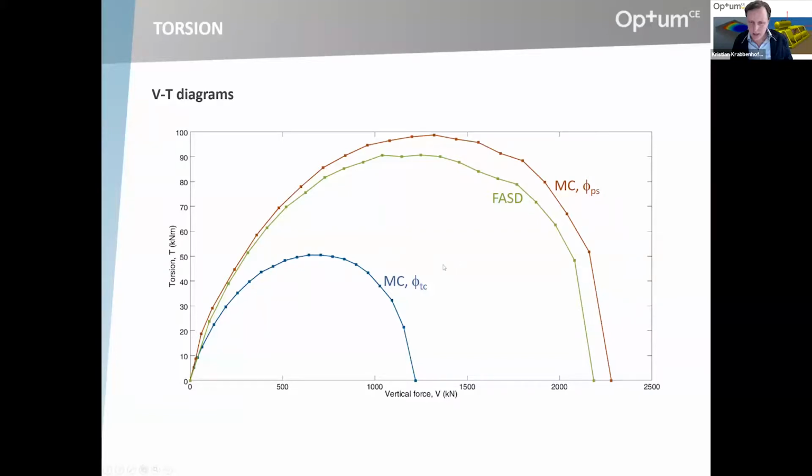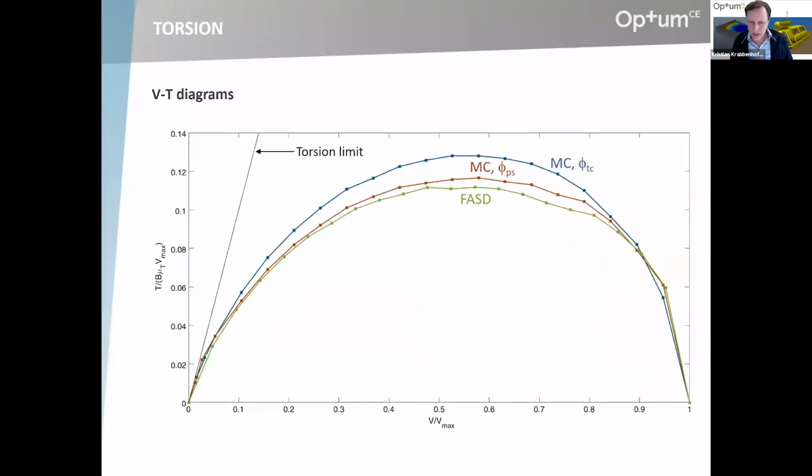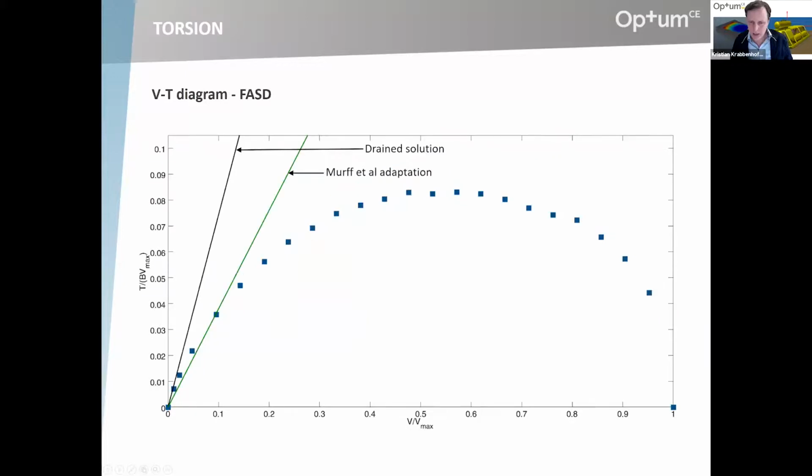But of course, you didn't know that before. But that's how it is in this. And normalized form, just to show you that all the results sort of tend to the torsion limit, which they should. And also finally, to just show the fast results, and those are the ones that are really of interest. The friction limit, the drained solution, torsion limit over here, and then the Murphy adaptation, which is violated. So again, an indication that this drained solution is the way to go.